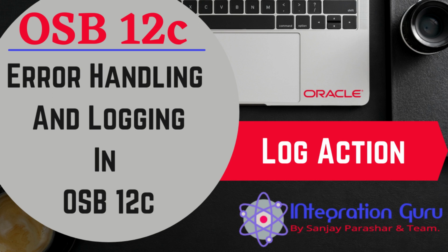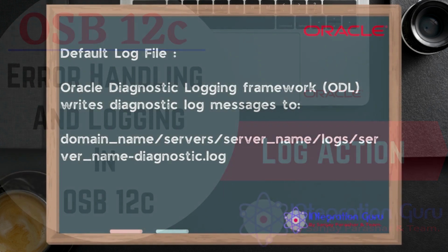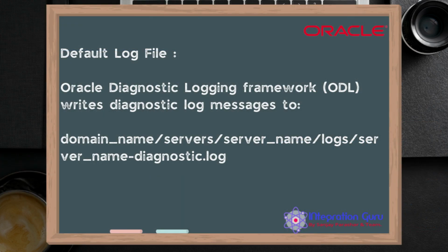So OSB uses Oracle Diagnostic Logging Framework in order to log messages. And ODL writes diagnostic log messages to a file in the location that you can see on your screen right now, which is under your domain in logs, and by default it's the diagnostic log file. However, you can change it. You can also change the max size of that file and also the duration after which the last changed file will be deleted. But that's all the admin work. From the developer's perspective, you only need to know how you can use the log action in order to log information or log error to this diagnostic log file.